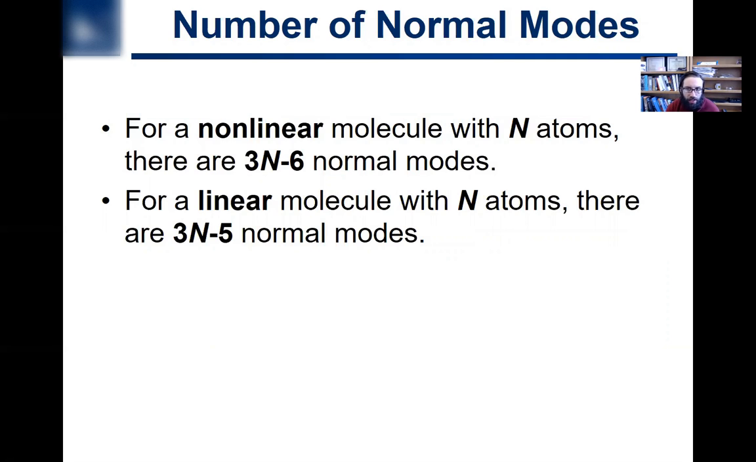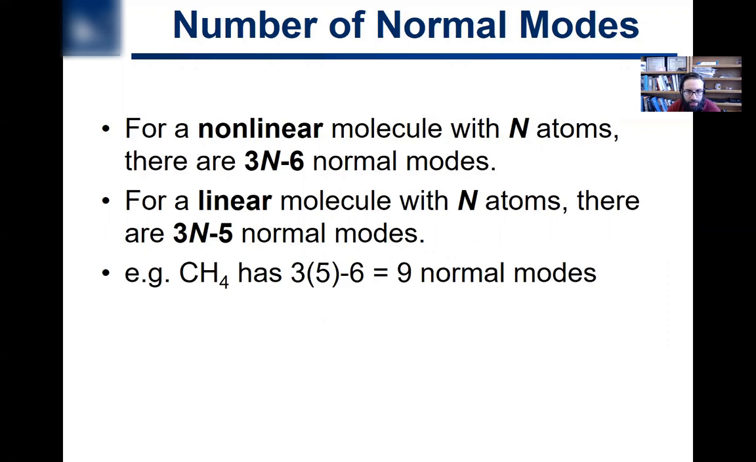One thing that we can calculate very quickly is the number of normal modes in a molecule, so the number of strings in our instrument. For a nonlinear molecule, this ends up being 3n-6. There are always going to be 3n-6 normal modes, where n is the number of atoms. If you have a linear molecule, it's a little different. You're going to have one more normal mode. It's 3n-5, where again n is the number of atoms.